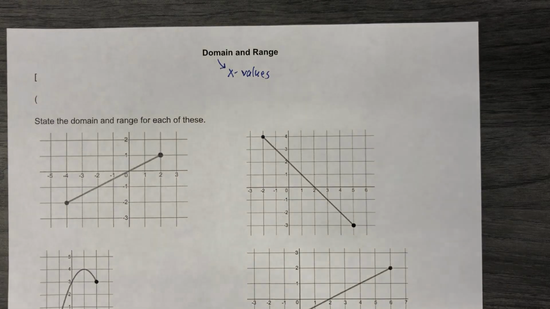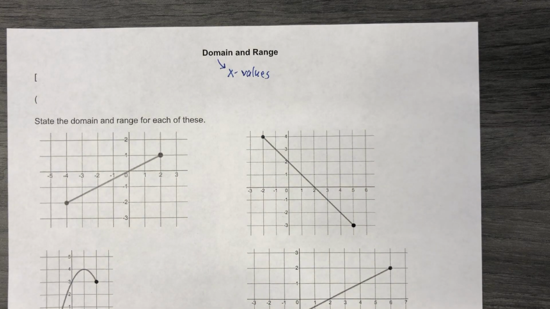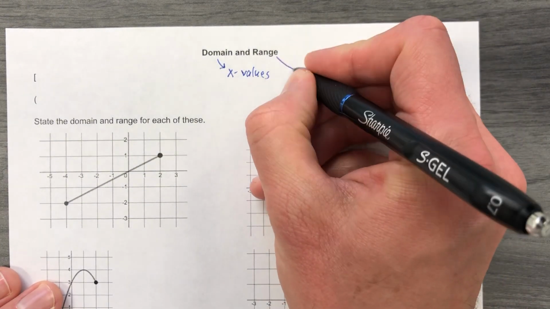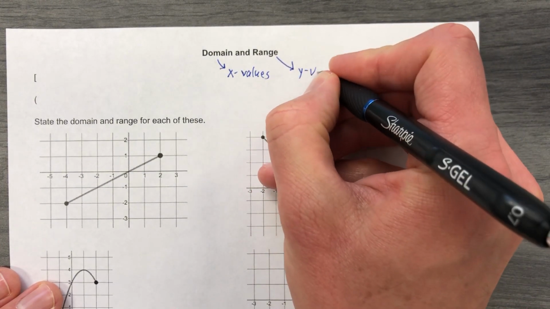And to be more technical, these are the x values that we see in a graph or in a function or that we are using in some context. So what x values am I using? And then the range is going to be y values.